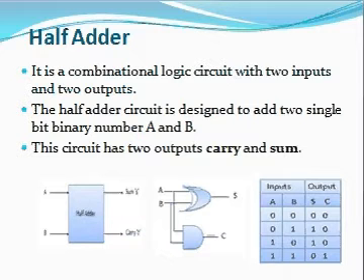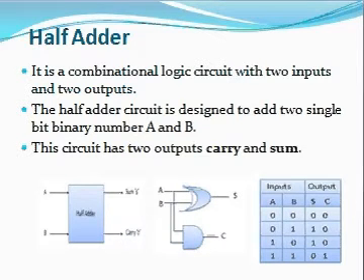Whenever any one input is high, the sum is high and the carry is 0. And when two inputs are high, the sum will become 0 and the carry is set to 1. And this is a logic circuit of half adder with one OR gate and one AND gate.